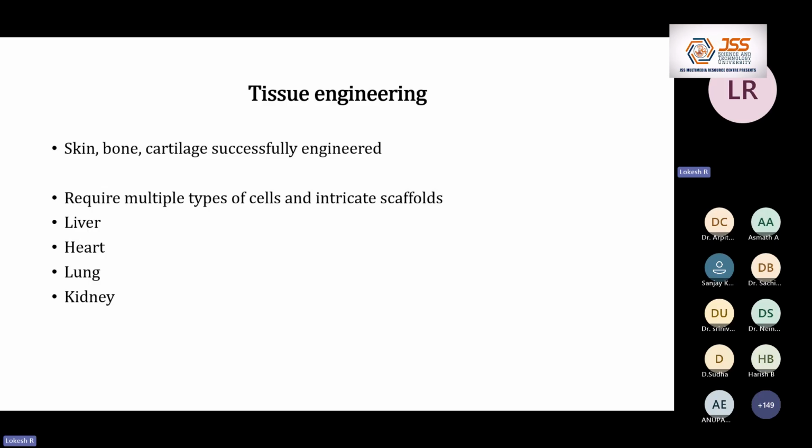Tissue engineering is actually successful in skin, bone, and cartilage. Research is still needed if the liver, heart, lung, and kidney have to be placed into the human body, because there are multiple cells in this case, and they have multiple functions. It is more complex than replacing skin, bone, and cartilage.